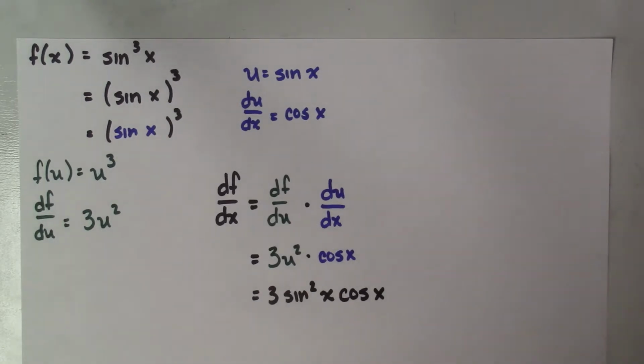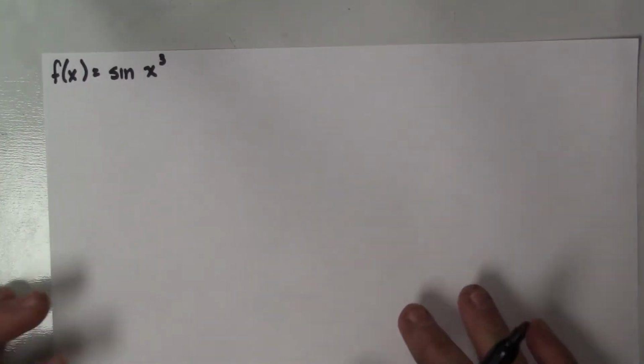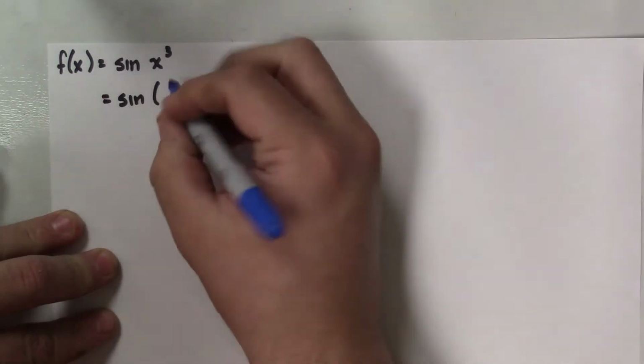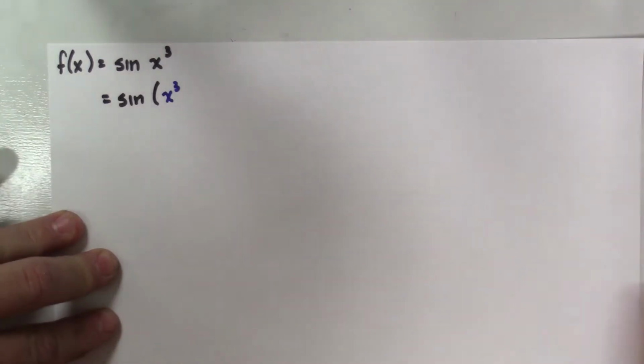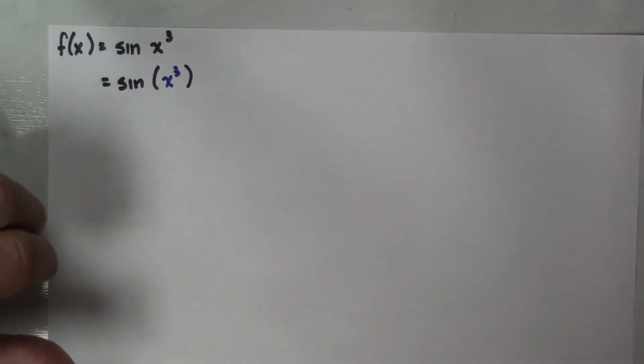Now, I want to do a very, very similar problem and really highlight the difference. So, our second example here is going to be sine of x cubed. Not to be considered sine cubed or sine of x quantity cubed. This is sine of x cubed. So I am cubing the radian measure inside of sine.